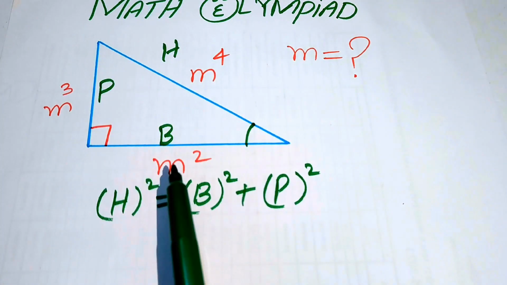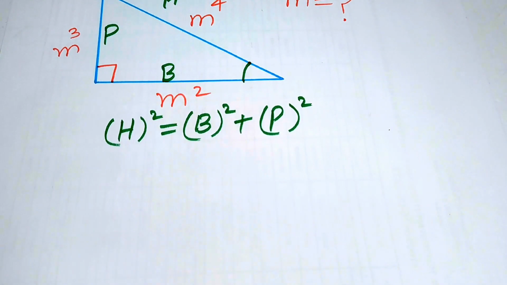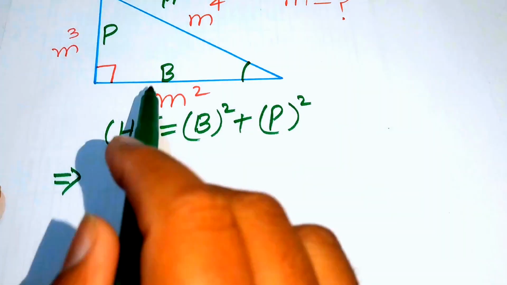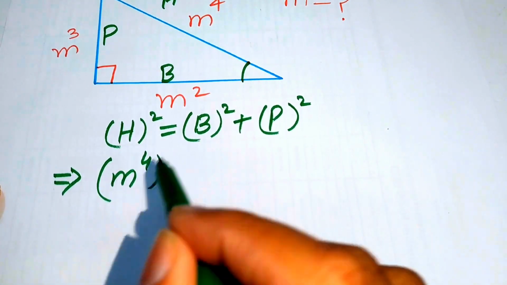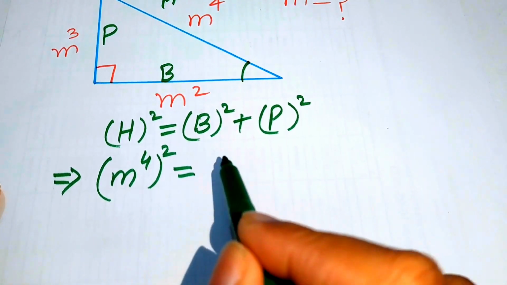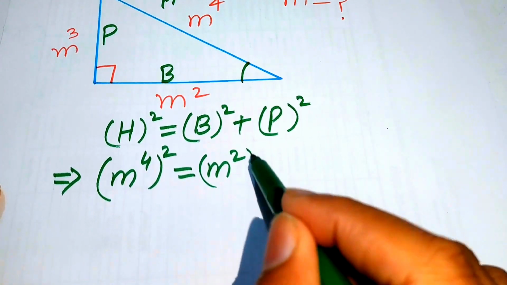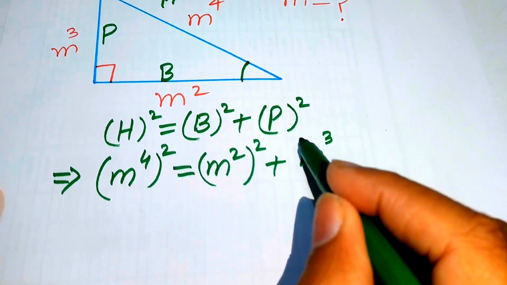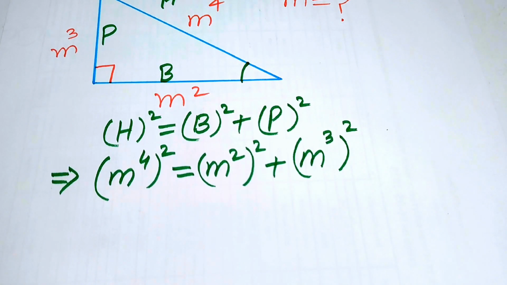So now we substitute these three values in this nice Pythagoras formula. So this implies that our hypotenuse is m to the power of 4, so we substitute it here. It becomes m to the power of 4 and its whole square equals our base m squared, so it becomes m squared and its whole square, plus perpendicular m cubed and its whole square. So these are the three values of the given right triangle.